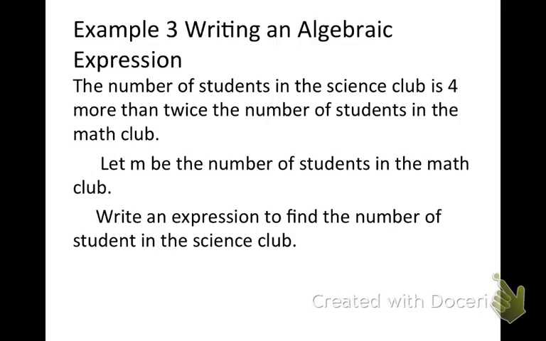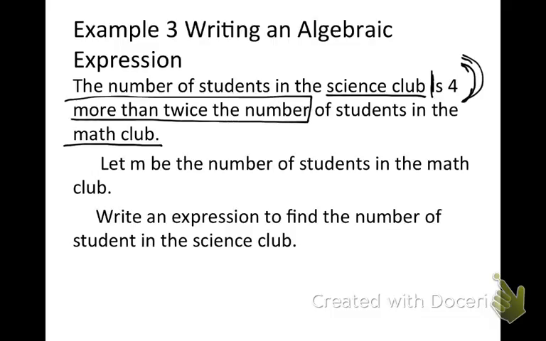So I need to write this as an expression. It says the number of students in the science club is 4 more than twice the number of students in the math club. My problem says to let M be the number of students in math, so we could use S for science. Write an expression to find the number of students in the science club.